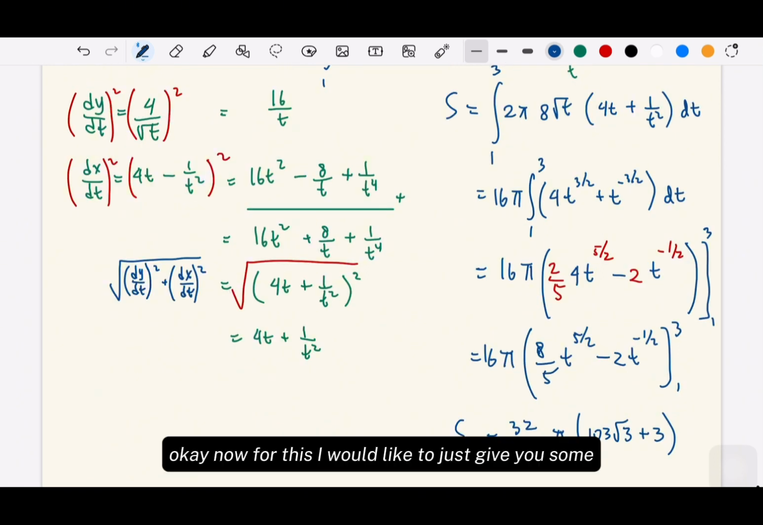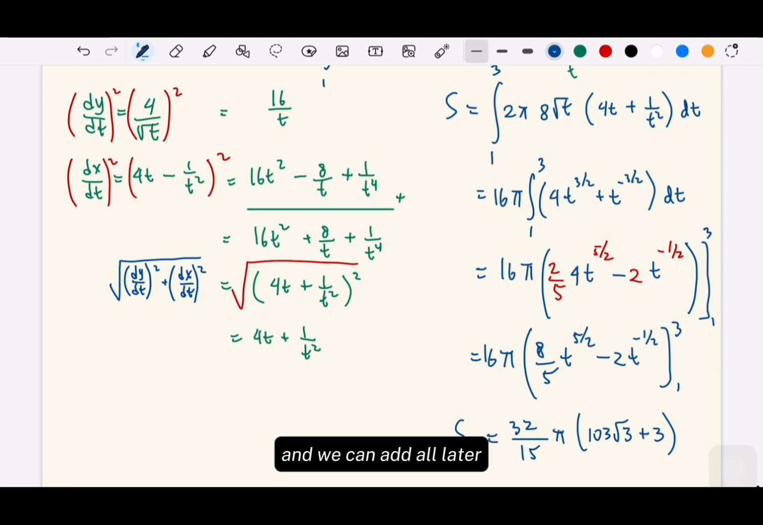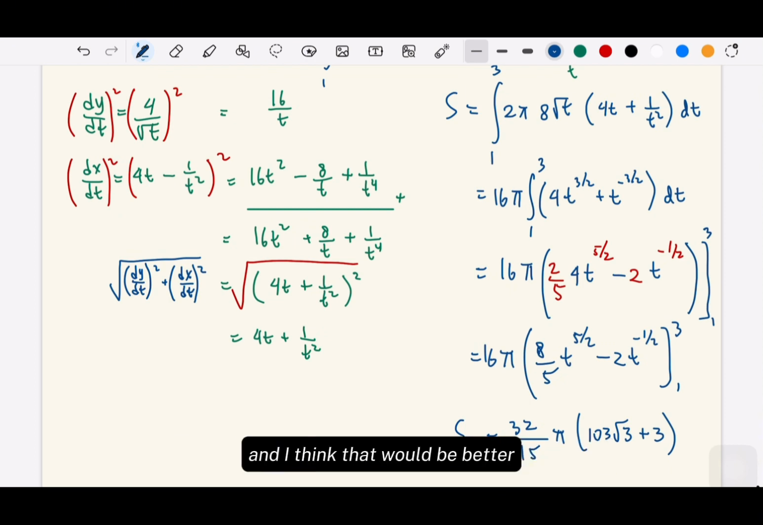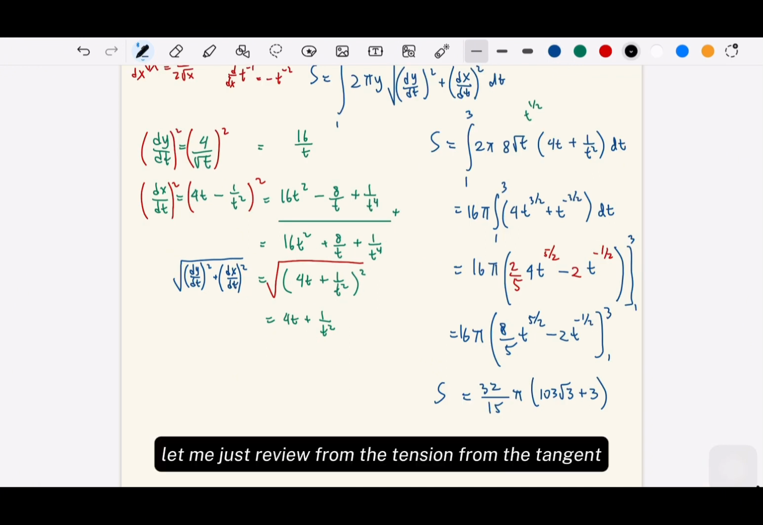Okay. Now after this, I would like to just give you a small intro on polar, and we can end our lecture for today's class. Or I think we can have one more exercise. Okay? I think that would be better. Maybe just a review from the tangent. Okay? From the tangent.